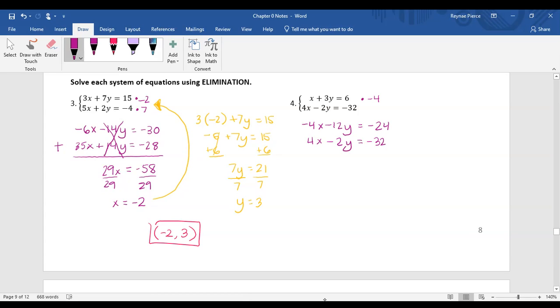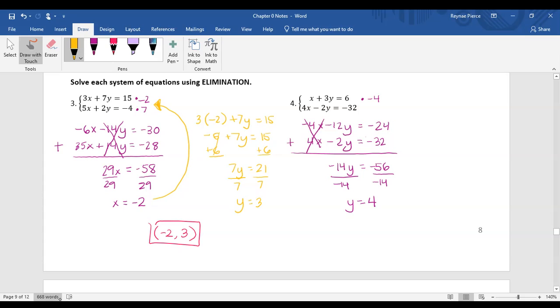Okay. So again, when I add these together, one of my variables gets eliminated. I have a positive and a -4x. All right. -12 plus a -2 is a -14. -24 and a -32 is a -56. So divide both sides by that -14 to get y by itself, and y then is 4.